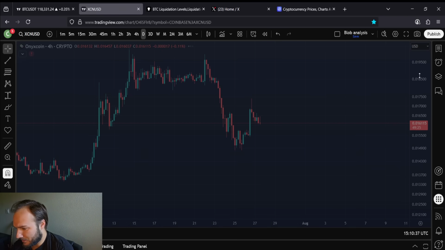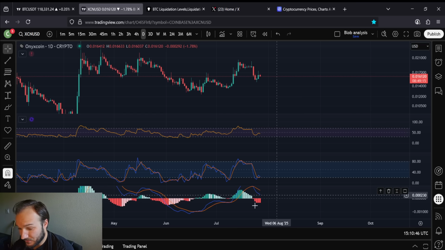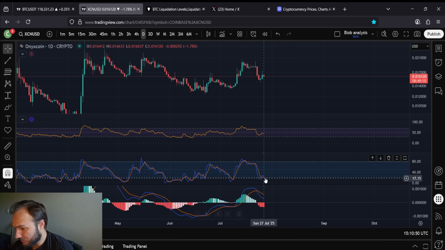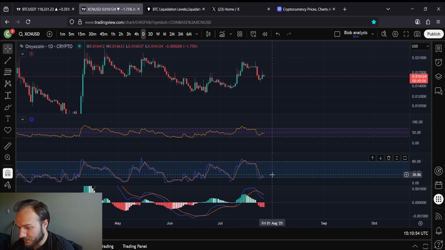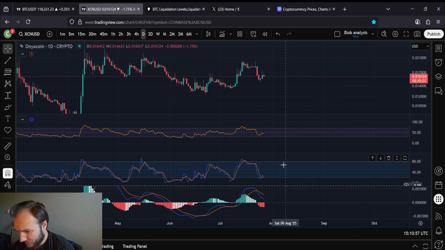Looking at the daily time frame here, the MACD is bullish, definitely bullish. Yes, you're building some bearish momentum now, but very bullish. The stochastics look bullish as well. You actually crossed back up, and the orange line here is bouncing right off the oversold zone. That's nice. It's actually really nice.